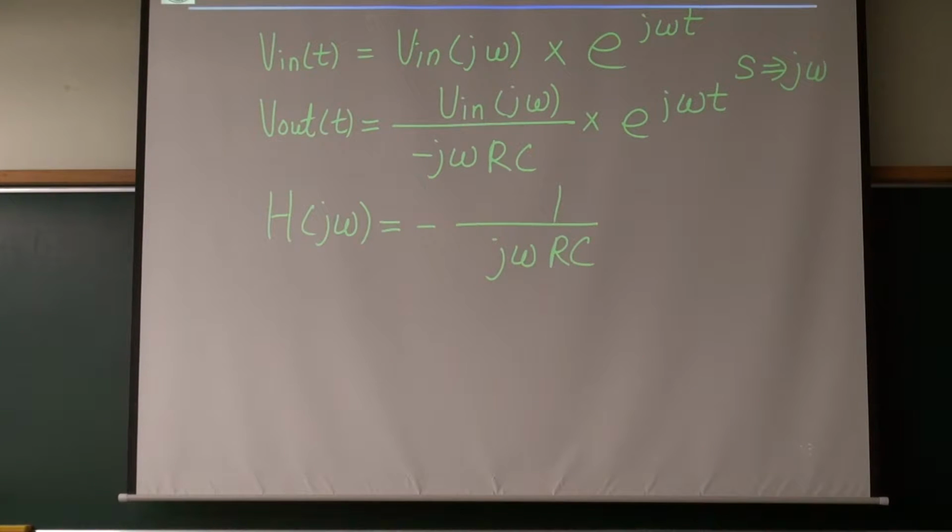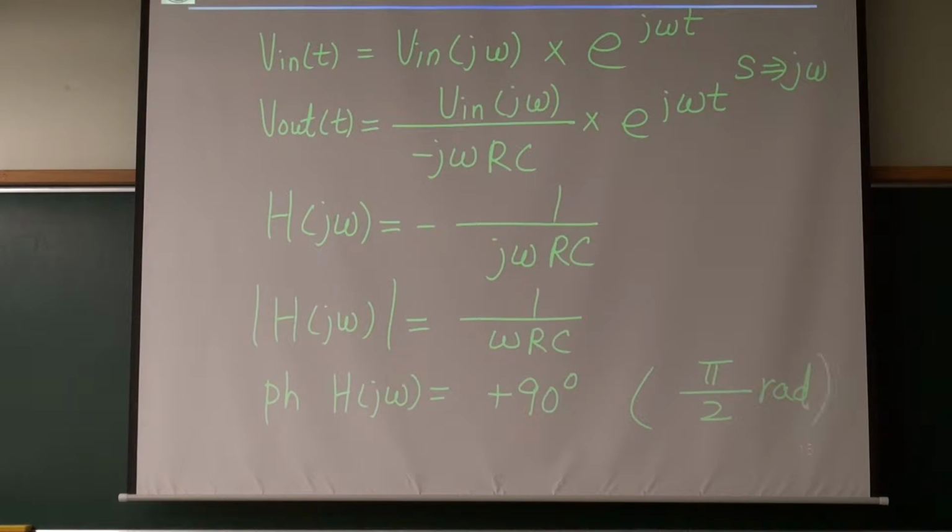Yeah, the phase shift is what? The phase shift is plus 90 degrees, right? So the magnitude is inversely proportional to omega. Phase is constant, right? Looks like 90 degrees, right? Yeah, which is half pi radian. Yeah, this is just a continuous time integrator.